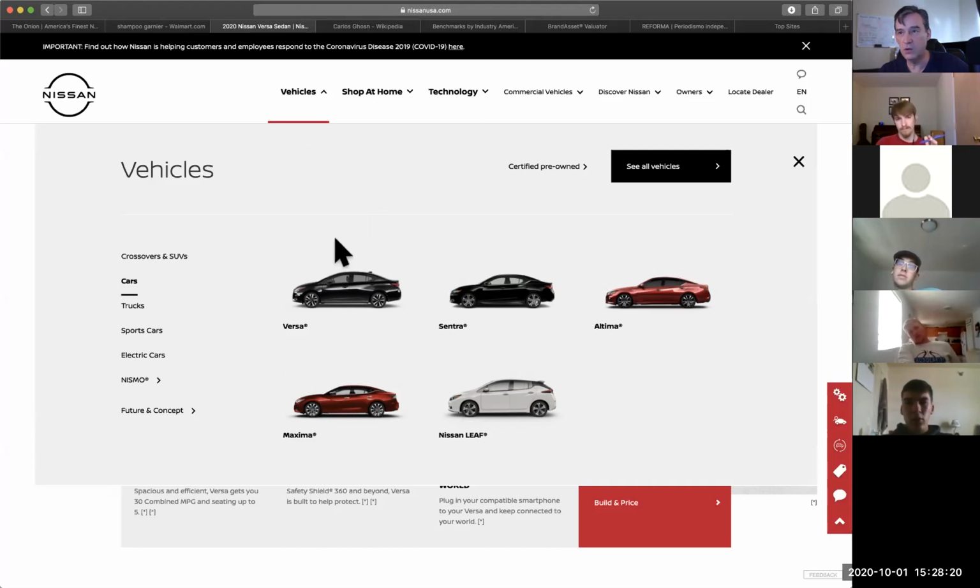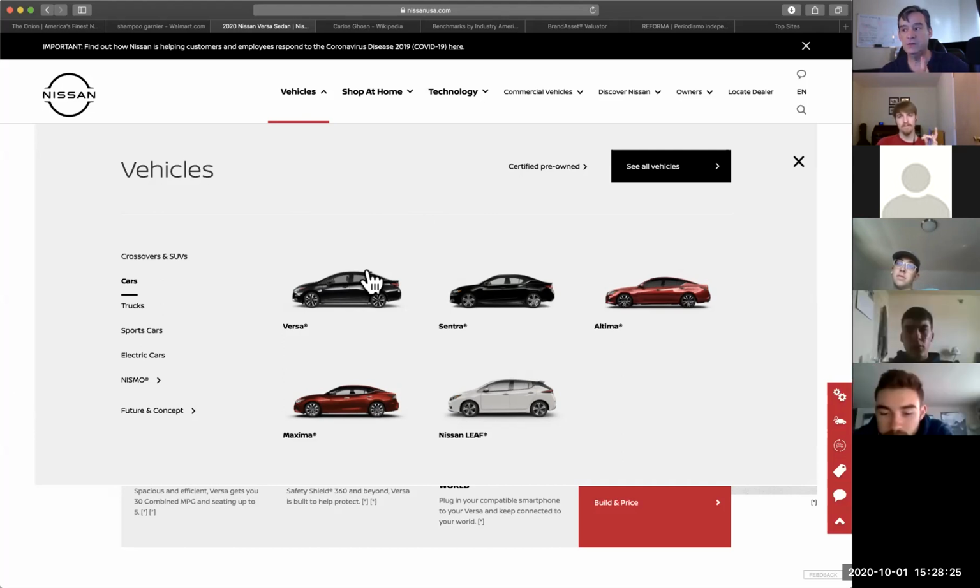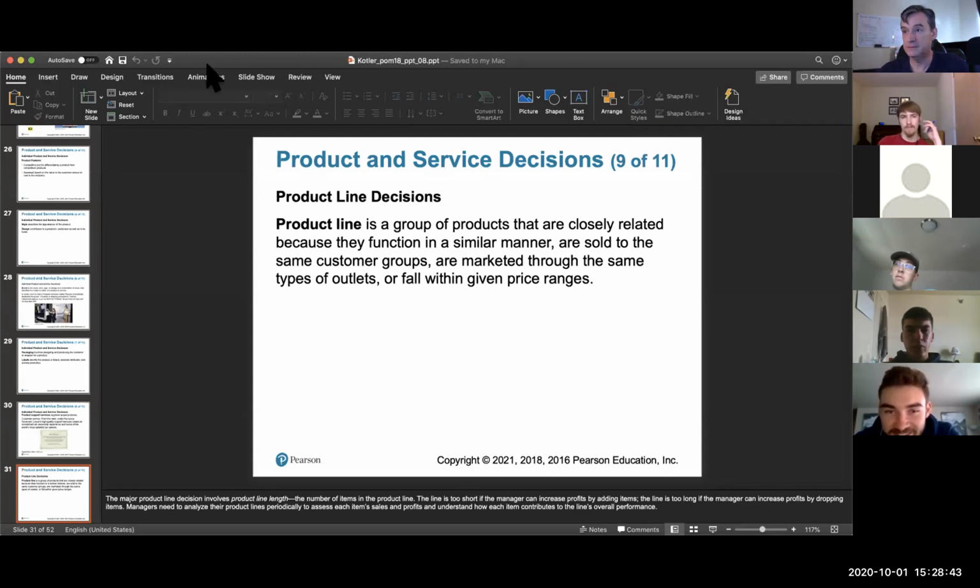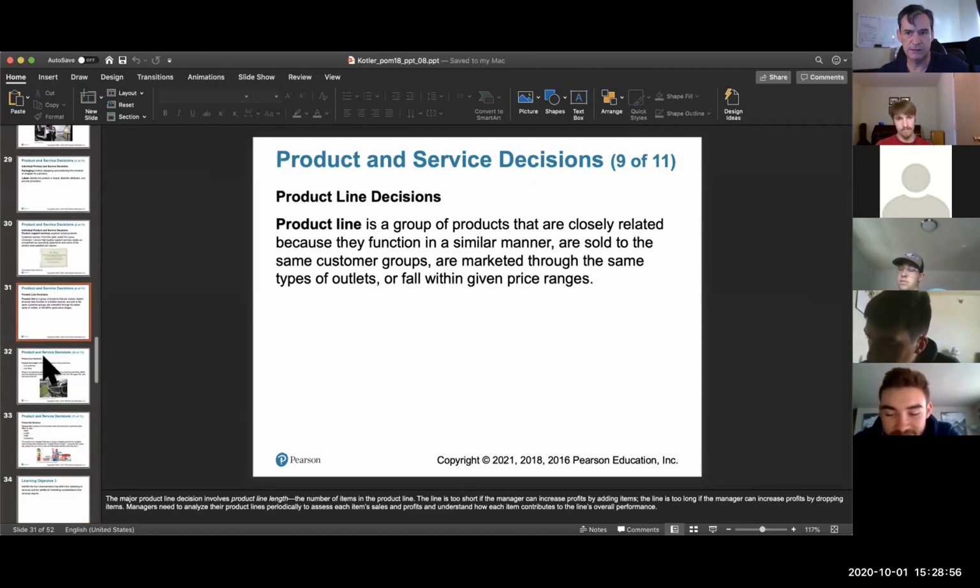Let me go. A new sharing. Yes, it will be a little bit messy, but it will be okay. Here. So it's a group of products that are closely related because they function in a similar way. Easy peasy.